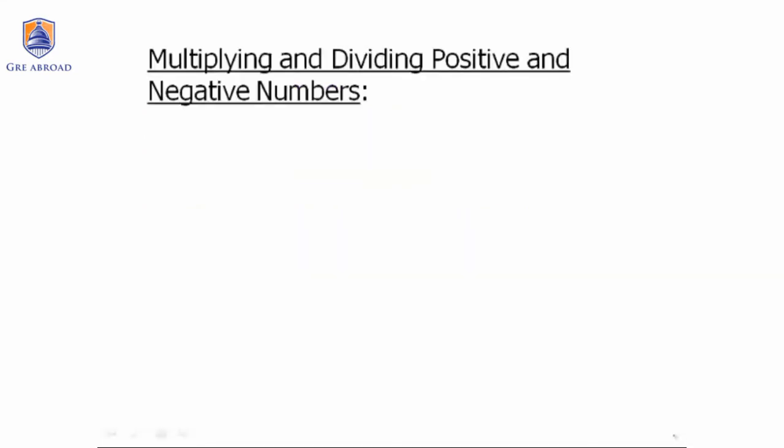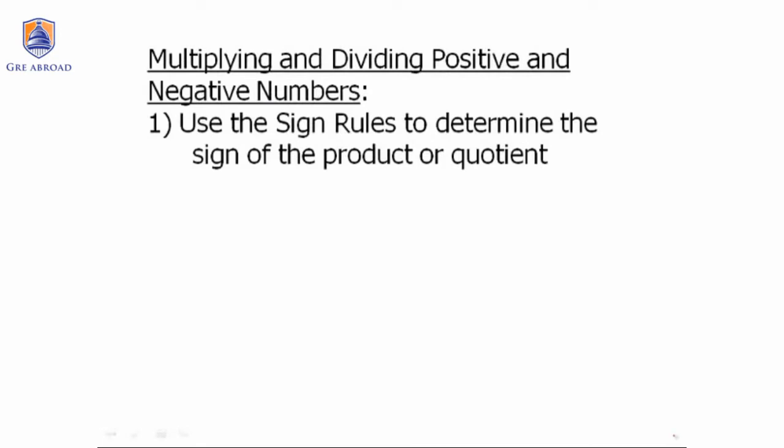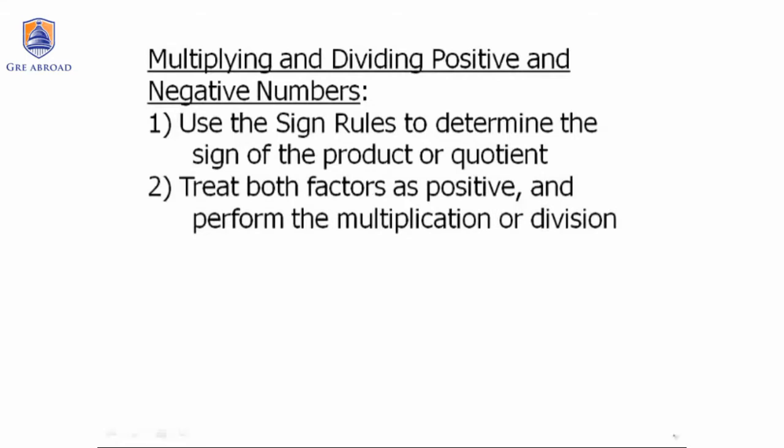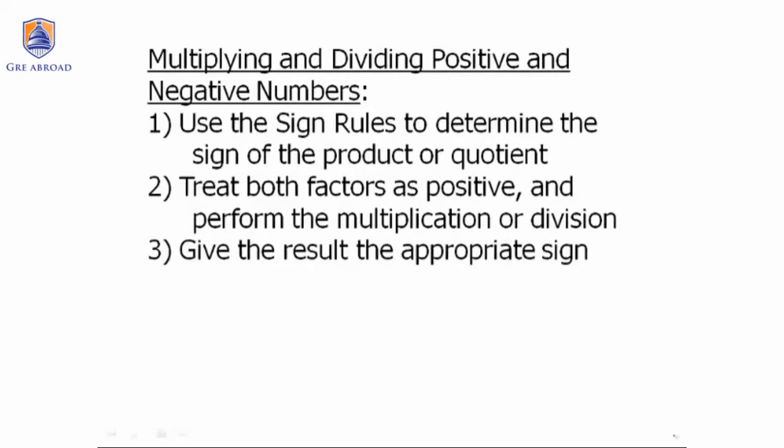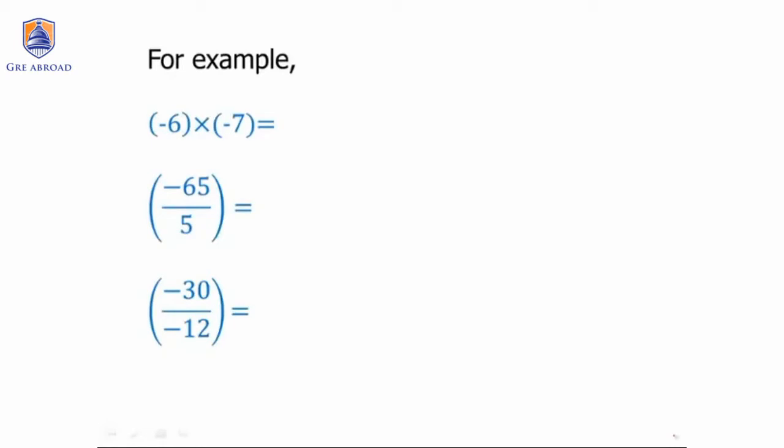Multiplying and dividing positive and negative numbers. First of all, always use the sign rule. Before you do any arithmetic, use the sign rule to determine what the sign of the product or the quotient will be. Determine the sign first. Once you determine the sign, treat both factors as positive and simply perform ordinary multiplication and division as you would with positive numbers, and at the end, give the appropriate sign. So you're going to separate out figuring out the sign from the actual arithmetic of the multiplication or the division. For example, pause the video here and find the answers to these three.